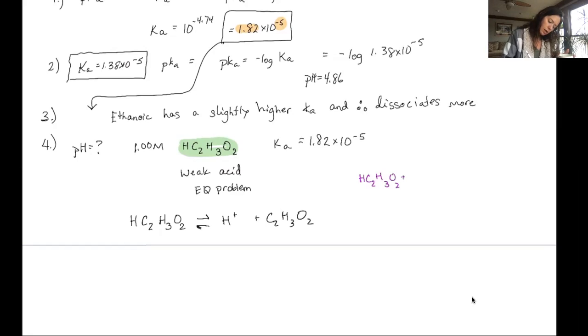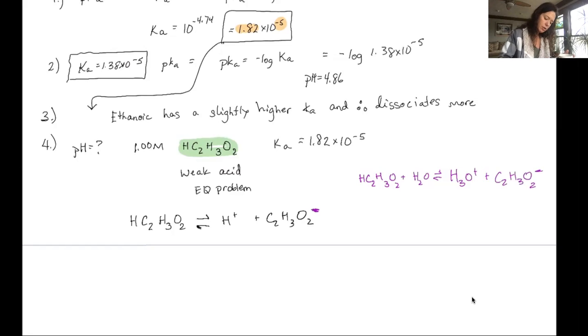HC2H3O2 in water. I'm going to write H2O, sorry, in water yields H3O plus and C2H3O2 negative. I have to put a negative right there. Let me do it in the same order.